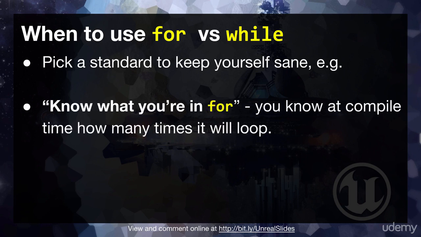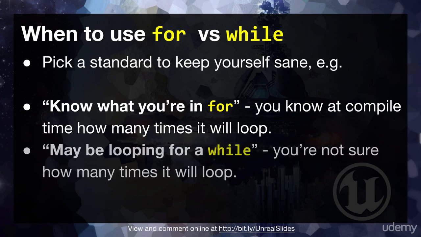When you know what you're in for, you know at compile time how many times it's going to loop, then let's use for. And when you may be looping for a while, you're not sure how many times it will loop until the program actually runs, then we'd use a while loop. So we're going to start off with this user input using a for, and we will actually convert it to a while later in the section when we start to deal with handling incorrect user input, because they don't want to be consuming a turn or a try if they put the wrong input. But for now, we're not checking their input, we're not validating anything. We're just going to take 5 guesses from them regardless. So we're going to use a for loop.